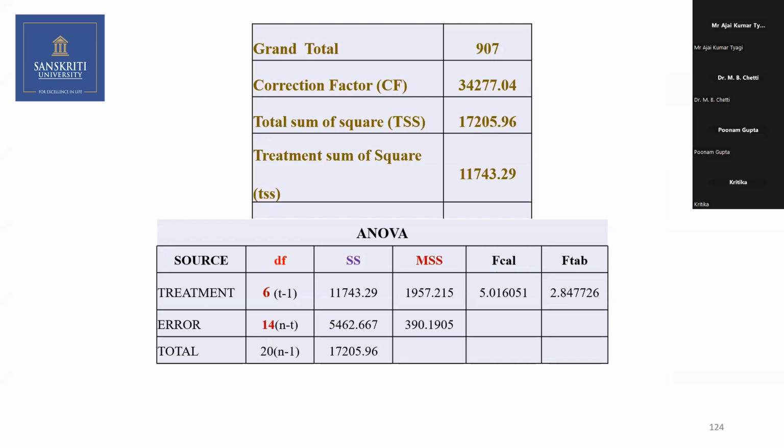Yes, ma'am. You are comparing 7 varieties in 3 replications, so totally there will be 21 plots required for you. 7 into 3, that is 21, homogeneous plots. Total degrees of freedom will be 21 minus 1, that is 20.